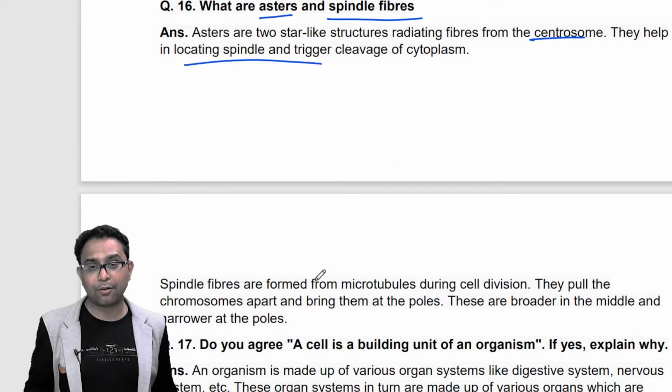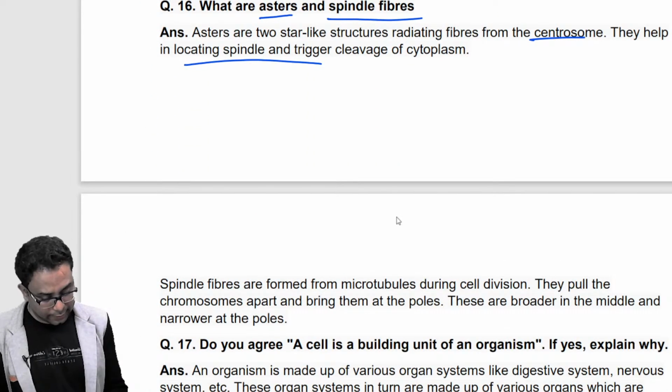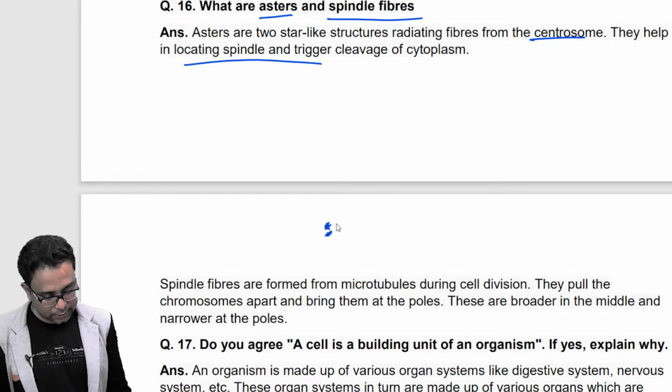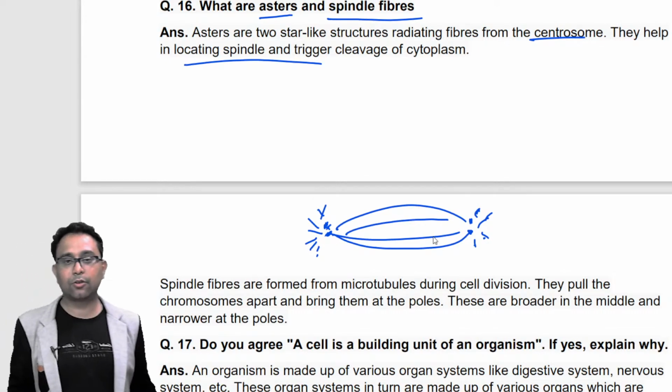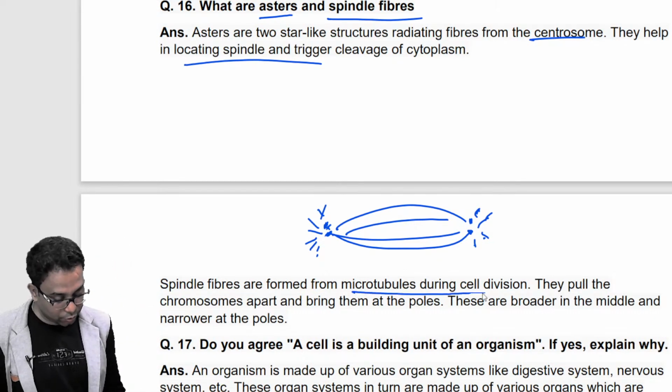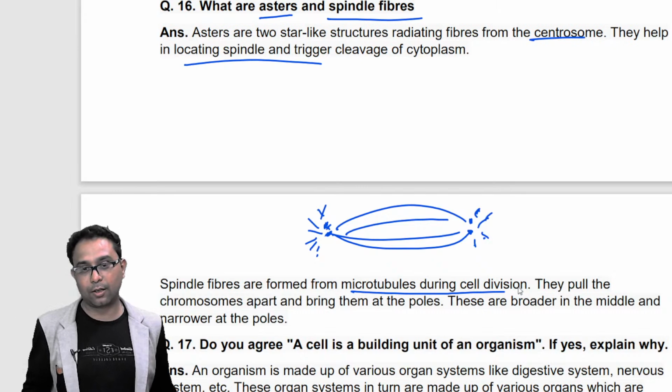This is helping the cytoplasm. In a cell, the centriole is there, and they secrete some ray-like structures. This is called the aster ray. But when this type of fiber is produced, it is called the spindle fiber. Spindle fibers are formed from the microtubules during cell division only.